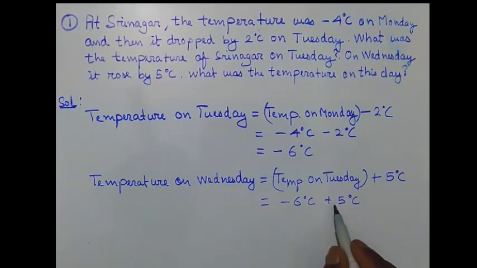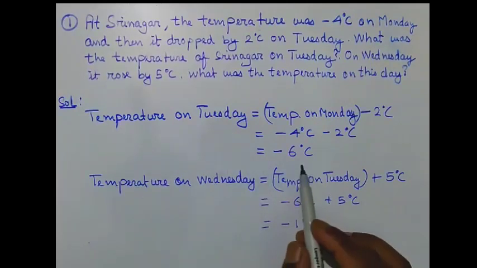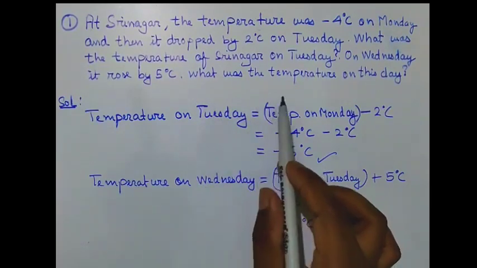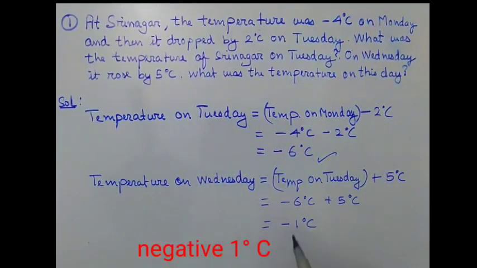So temperature on Tuesday is minus 6 degrees Celsius plus 5 degrees Celsius. Now there is a negative integer and a positive integer. So for the integer with the greatest absolute value, that sign we are going to take. So the negative sign will come here and we'll subtract the two. So 6 minus 5 will give us 1. So minus 1 degree Celsius. So the temperature on Tuesday was minus 6 degrees Celsius, and what was the temperature on Wednesday? The temperature on Wednesday was minus 1 degree Celsius. Is that clear? Next.